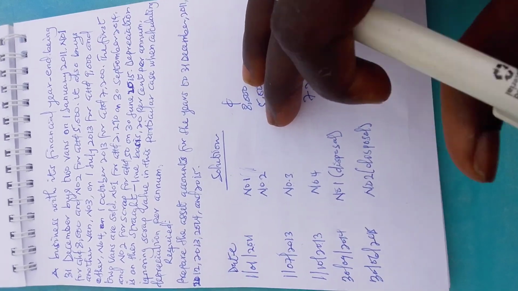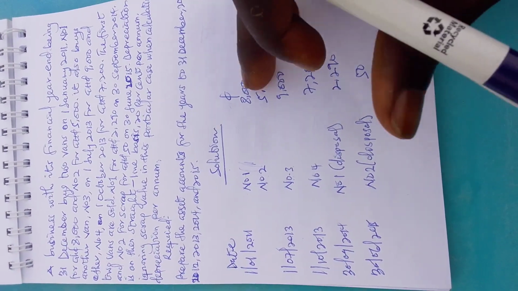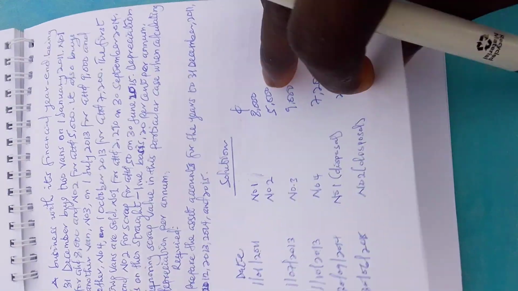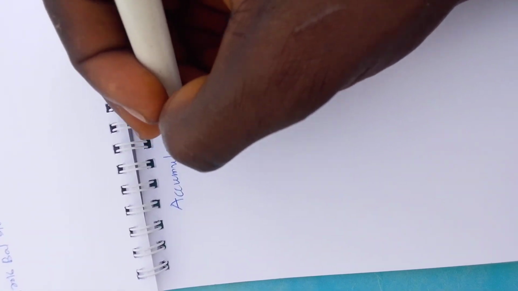So we still have the necessary information. So let's quickly dive into it. First of all, you just write on top your accumulated depreciation workings.